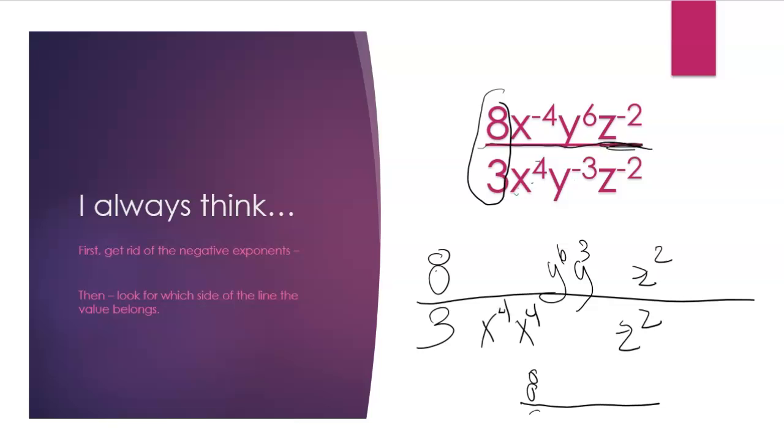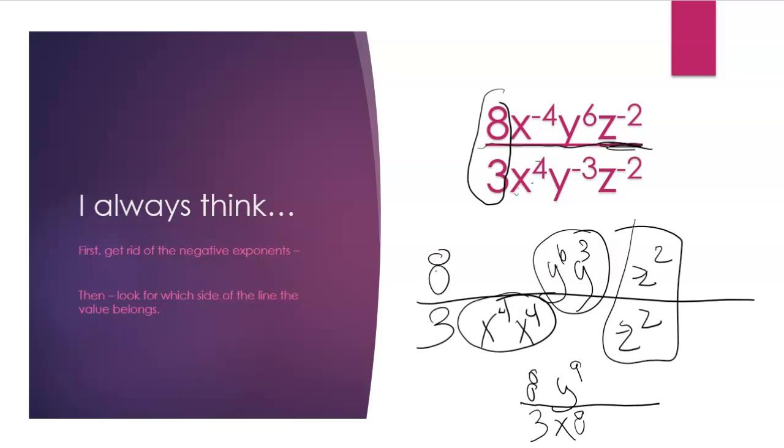The 8 and the 3 stay. X to the 4th times x to the 4th is x to the 8th, right? Y to the 6th times y cubed is y to the 9th. And z squared divided by z squared, that's just 1. So there we go. See, it's pretty simple actually. Looks complicated, but it's not that bad. Just remember, the magic line erases the negative exponents.